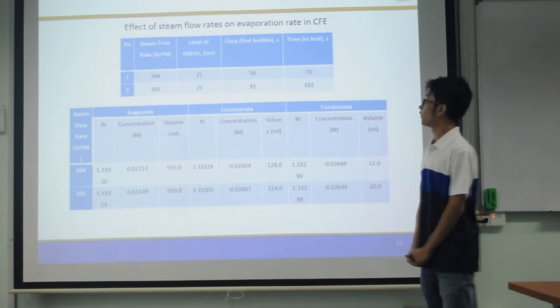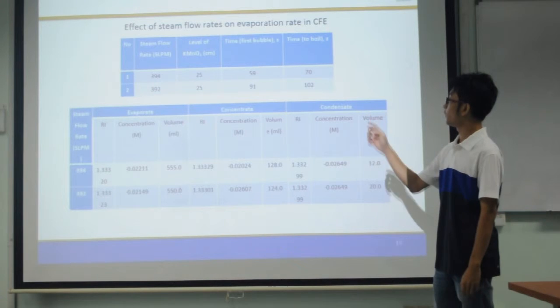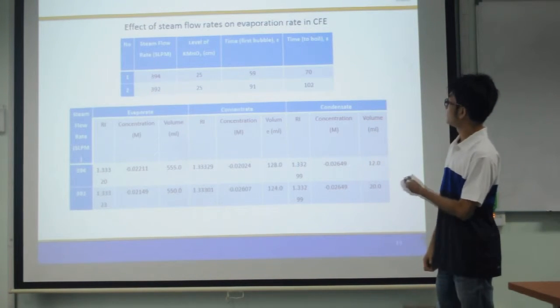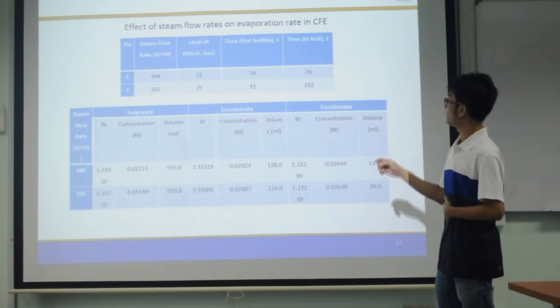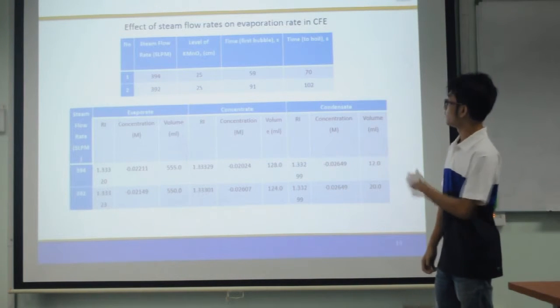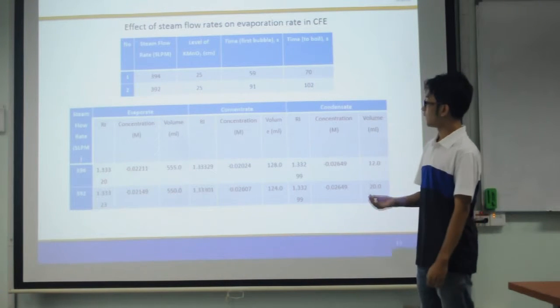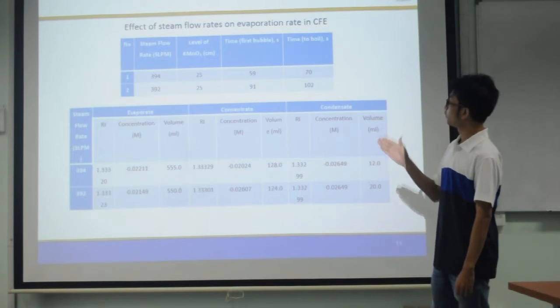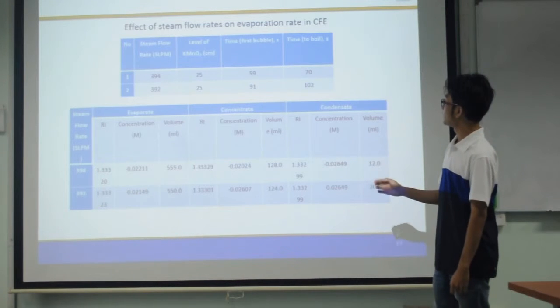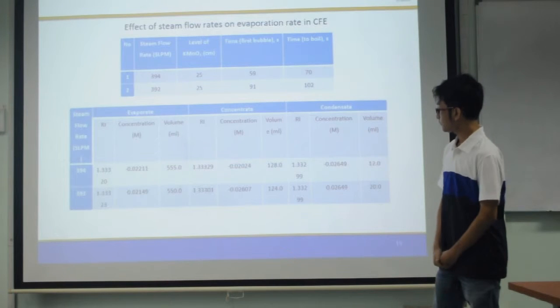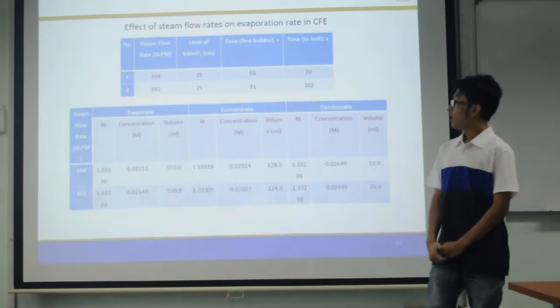So we have seen for the steam flow rate of 394 SLPM, the time for the first bubble to appear is 59 seconds, and with 392 SLPM, 91 seconds, which shows the lower the steam flow rate, the higher the time for the first bubble to appear. Okay, next.